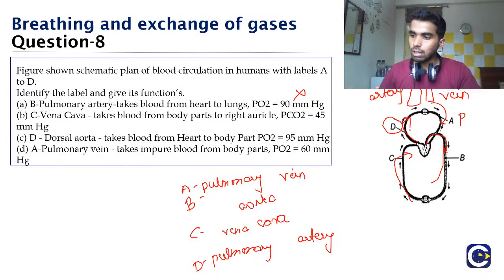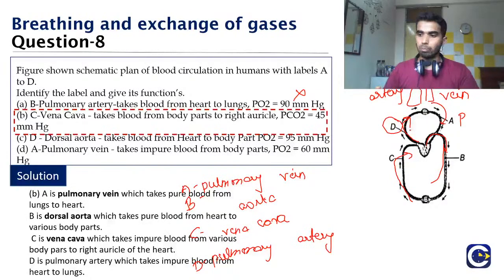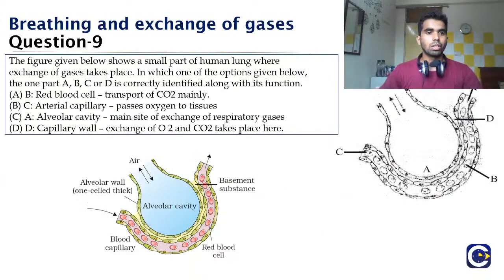So tell me, what will be the correct answer over here? The correct answer here would be option B: C is the vena cava, and it takes blood from all the body parts to the right auricle. This is the mechanism, this is the path. Now coming to question number 9.